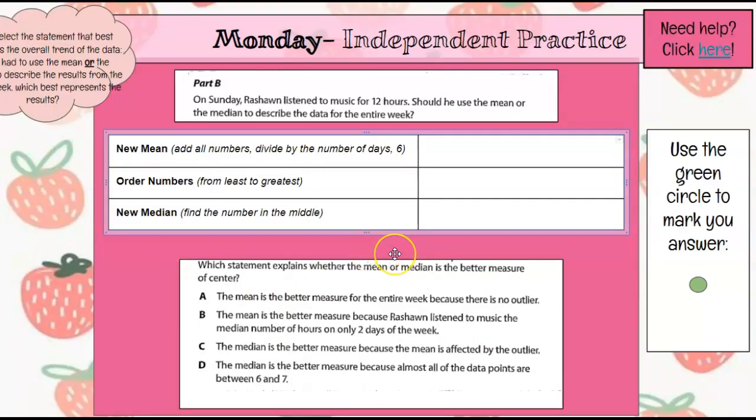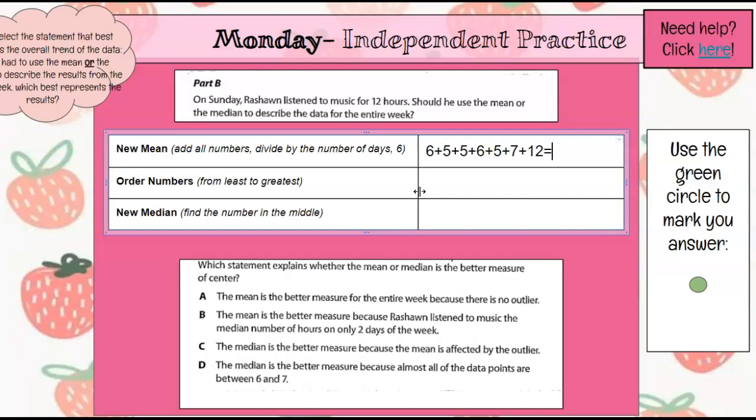Now we're on the second slide for our practice problems for today. So now, part B, on Sunday, Rashawn listened to music for 12 hours. Should he use the mean or median to describe the data for the entire week? So let's figure out what our new mean and our new median is now. So now we have 6, if you remember from the previous slide, plus 5, plus 5, plus 6, plus 5, plus 7. And now we're adding 12 to that mix.